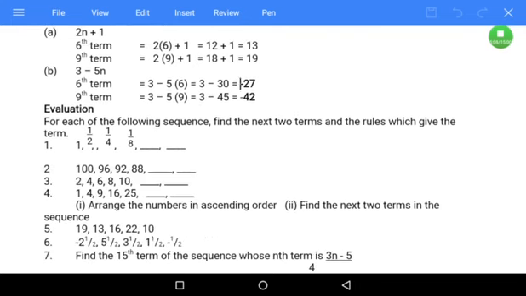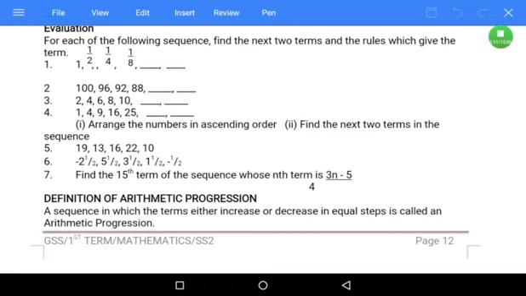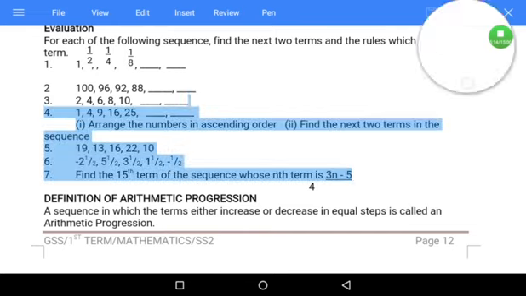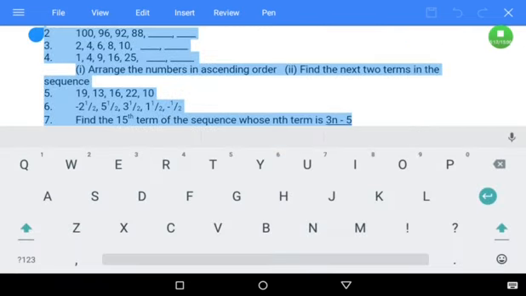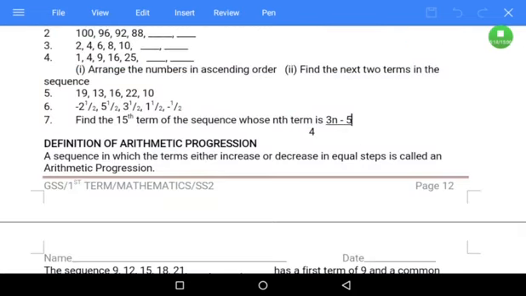Alright, so you have this as evaluation 1 to 4, and also you have 5 to 7. You have to do all this. Alright, so let's quickly talk about AP itself, the arithmetic progression itself.